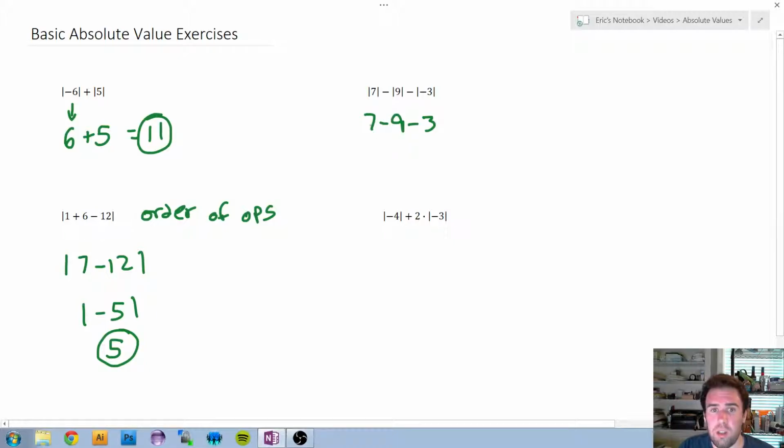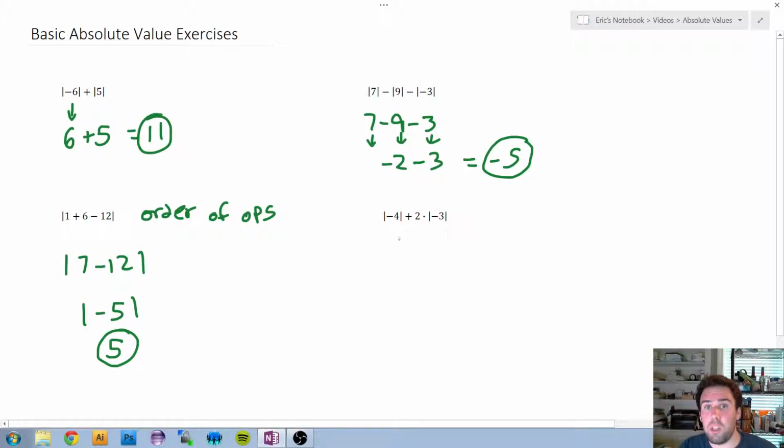Now let's look at this one. Going left to right, 7 minus 9 would be -2. -2 minus 3 gives us -5. So our overall answer is negative, but each one of those individual pieces was positive. We had these minus signs outside that were unaffected by the absolute values, so in the end our final answer was negative. That's nothing to really worry about there.